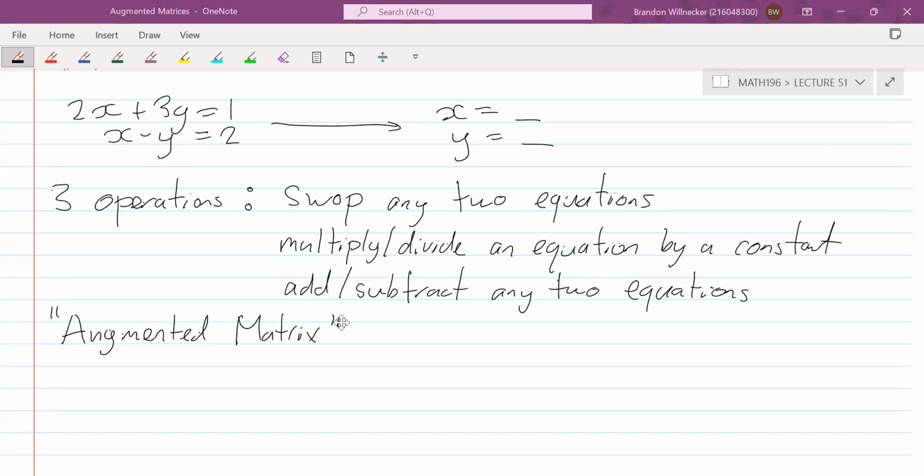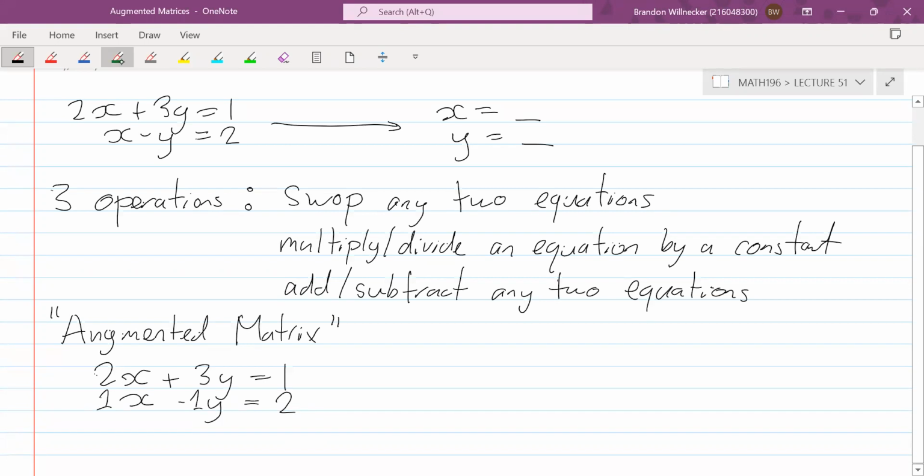Let's say we have the system of equations, 2x plus 3y is equal to 1, x minus y is equal to 2. In front of the x and the y in the second equation, remember there's an invisible 1 there. So you've got 1 and you've got 1. So we're going to take this system and rewrite it in a small table. It's going to look like this. We use the square brackets just to show the table.